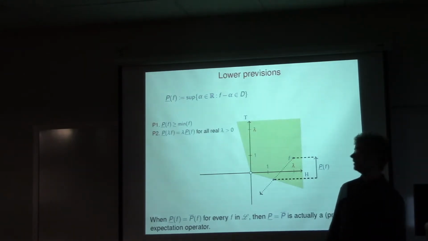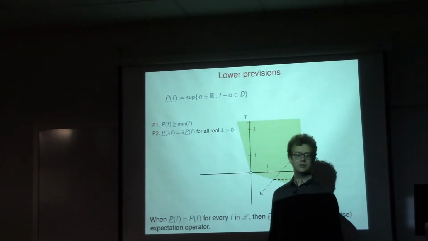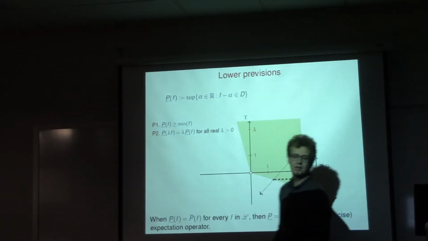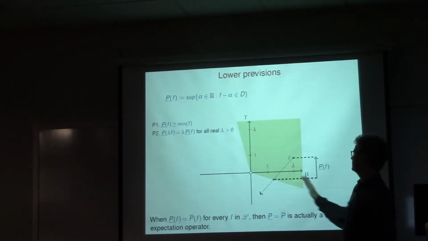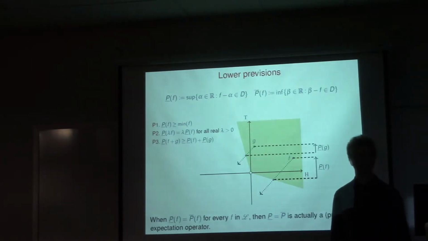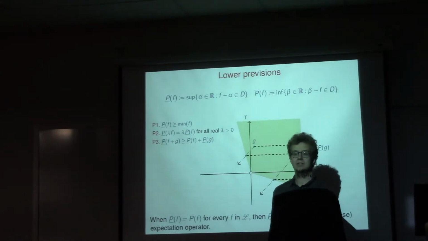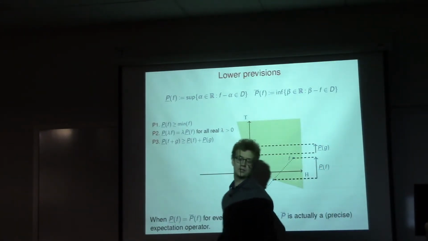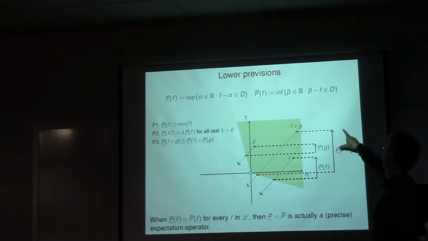The second requirement is that it's positive homogeneous, so I can take out any positive lambda, and that just follows from this picture. It doesn't matter where I put the unit. Everything scales. And then the third one, it's super additive, so the lower prevision of a sum of two gambles dominates the sum of the lower previsions. You can see it in this picture quickly. These are two gambles, and the lower prevision of the sum is bigger.